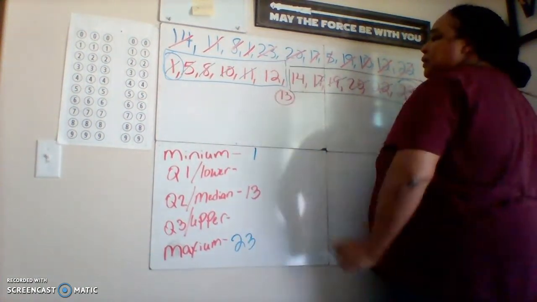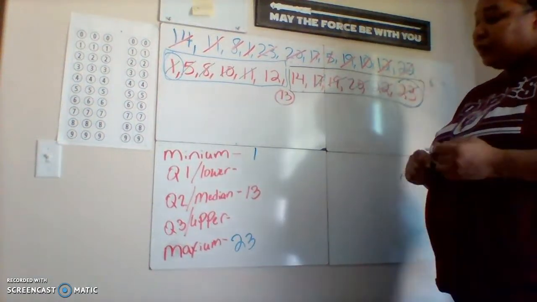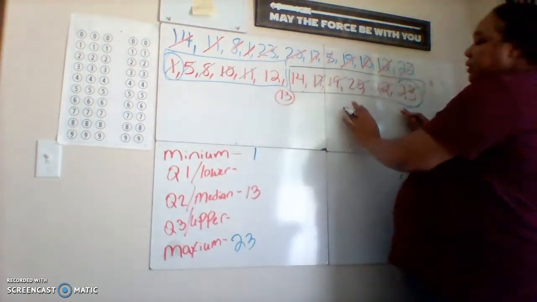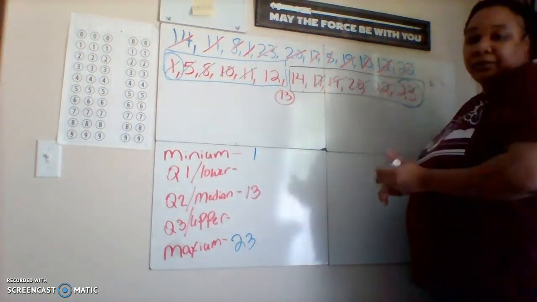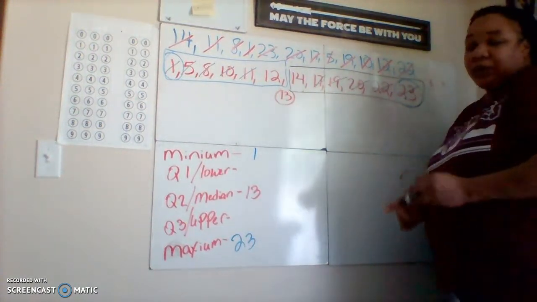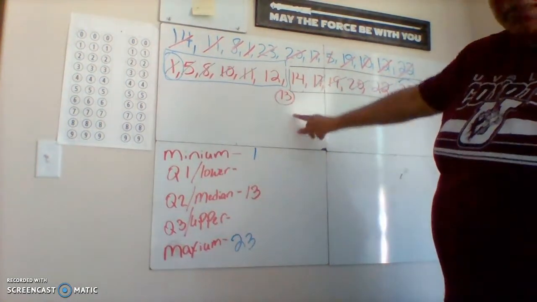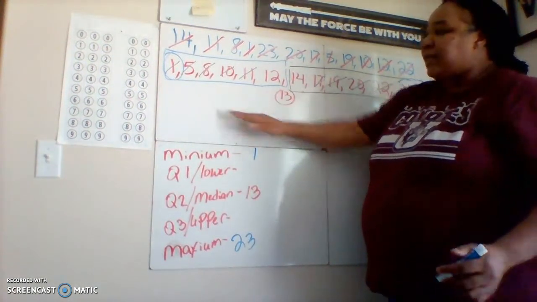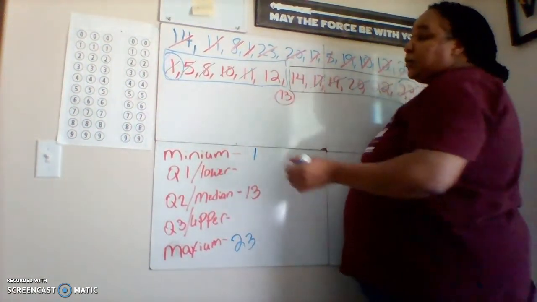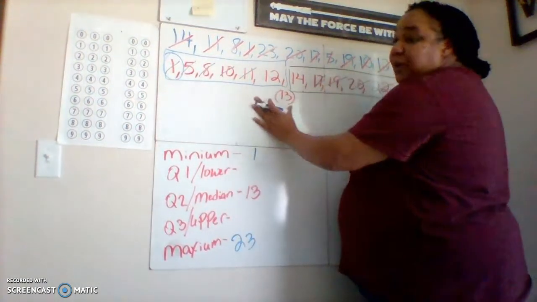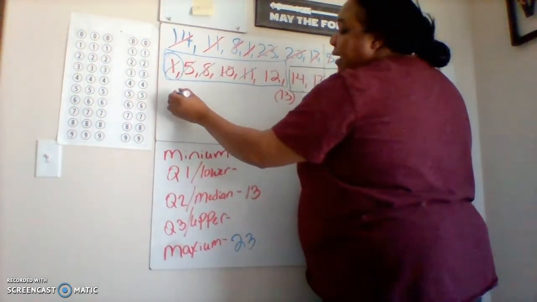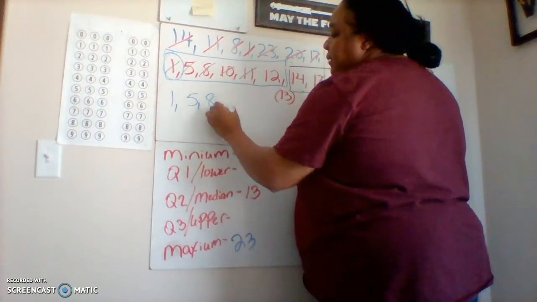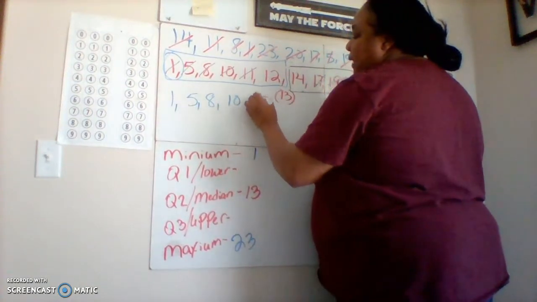Okay? So now I'm going to look for my lower quartile, which is going to be in my blue over here, and my upper quartile is going to be in my black box over here. Just like I got my median, I'm going to do the same thing. But down here, I'm going to rewrite everything so you can see it on your own. So I'm in my blue box right here. I have 1, 5, 8, 10, 11, and 12.